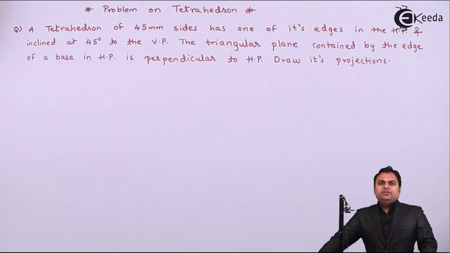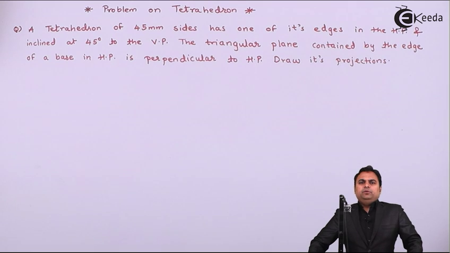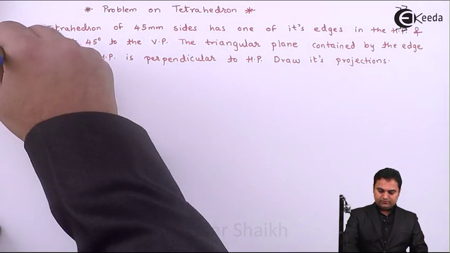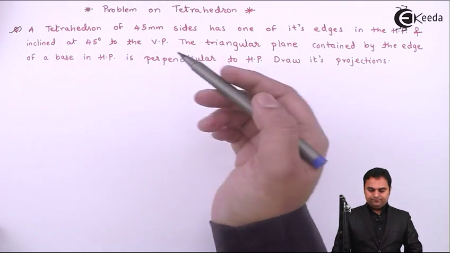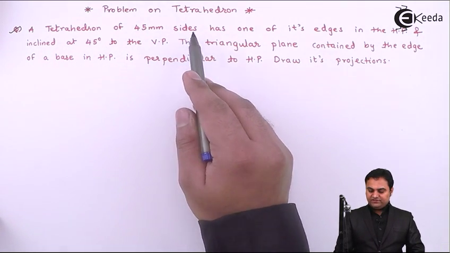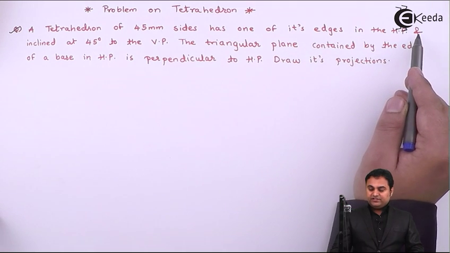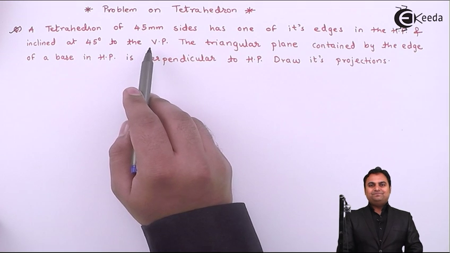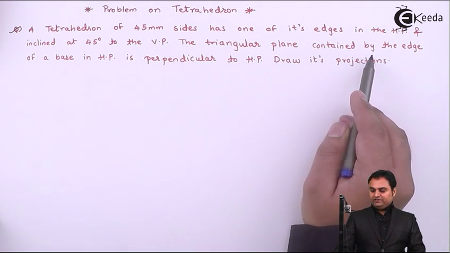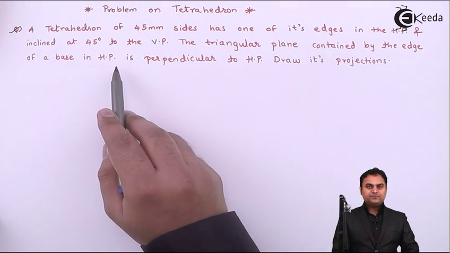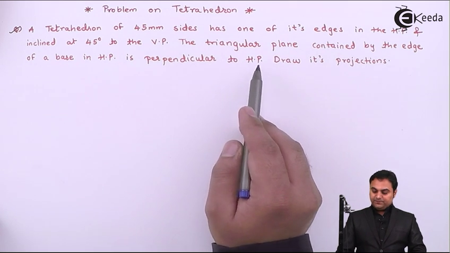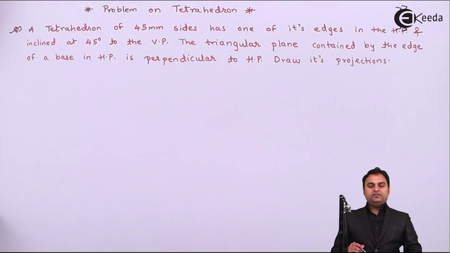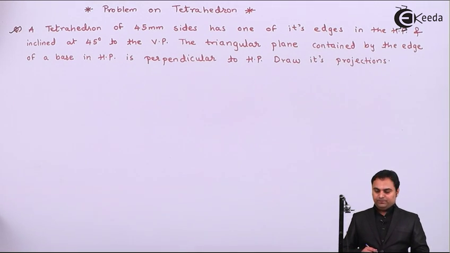Hello friends, here in this video we are going to see a problem on tetrahedron. Here is a question. A tetrahedron of 45 sides has one of its edges in HP and inclined at 45 degree to VP. The triangular plane contained by the edge of a base in HP is perpendicular to HP. Draw its projections. Whatever the conditions are given in this question, I'll explain it in the problem.